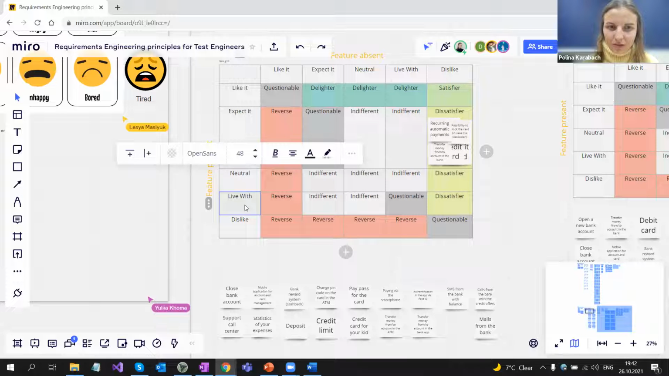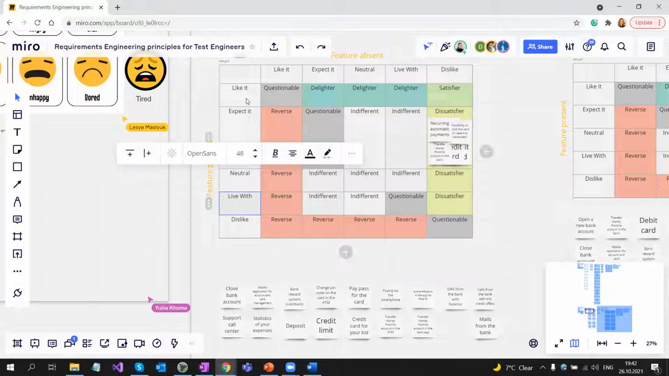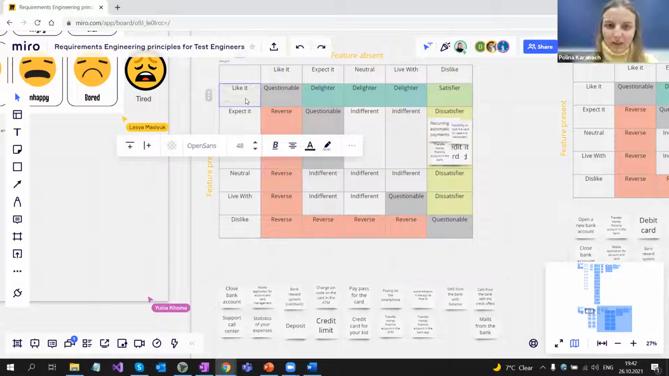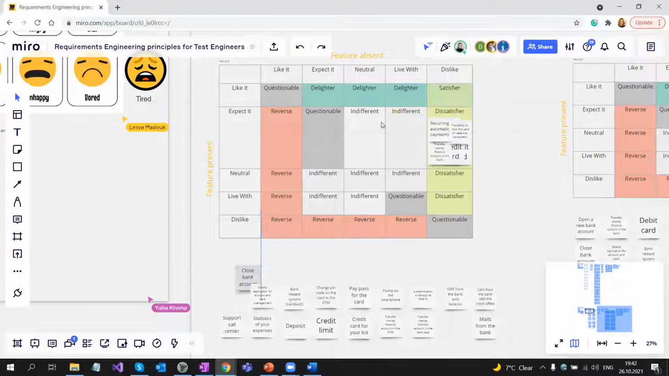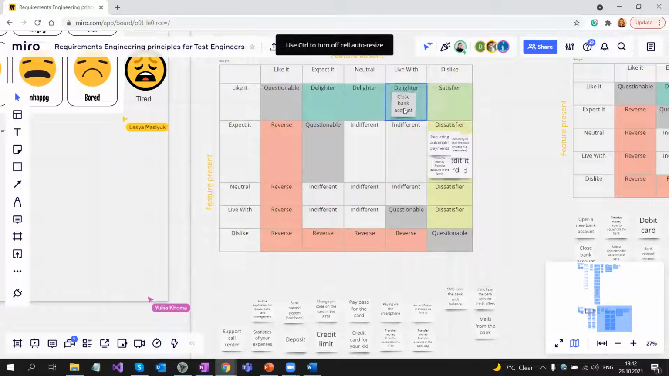If it will be there, then I will like it. If it will, so like it, really like it. And you can live with it. So for you, it will be a delighter. Yeah, I guess so. Okay. All right.